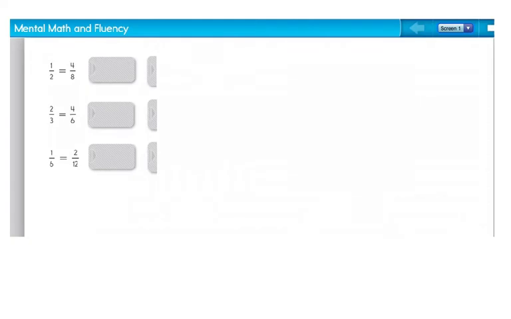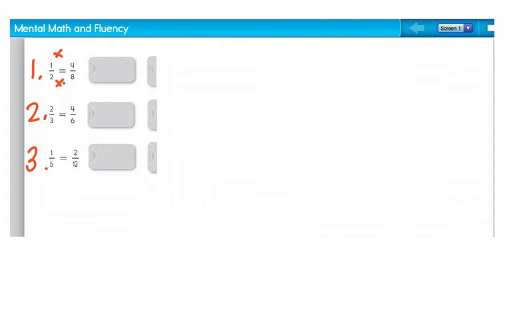1/2 and 4/8 is equivalent. 2/3 and 4/6, they are equivalent. And 1/6 and 2/12. Would you please write down number 1, 2, and 3 and just tell me what they multiplied the numerator and the denominator by in each one of those. Go ahead and pause your video and write the solution.